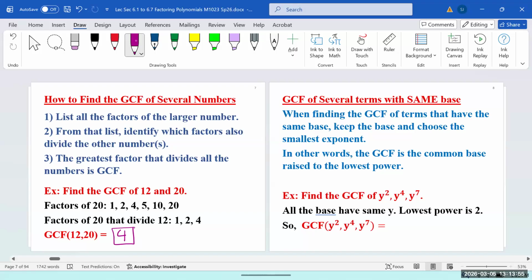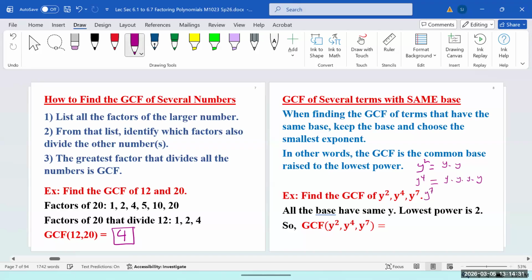Now for variable, our life is easy. We don't need to do any math or anything. If you see same base with multiple powers, the smallest one is the GCF. Why? Let me show you why. If you observe y squared, how many y's do you have in y squared? 2 of them, y times y. Now for y to the 4, how many y's do you have? 4 of them. 1, 2, 3, 4.